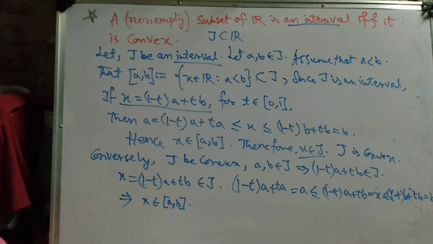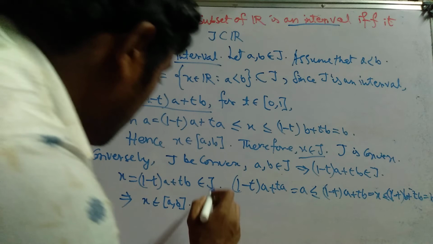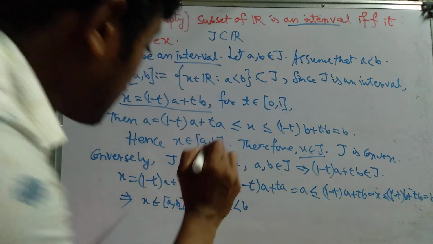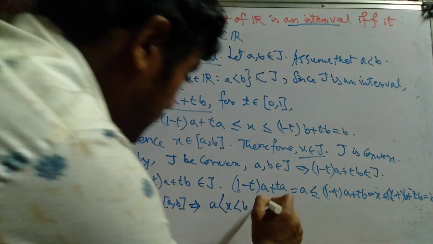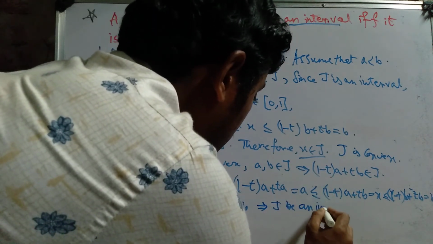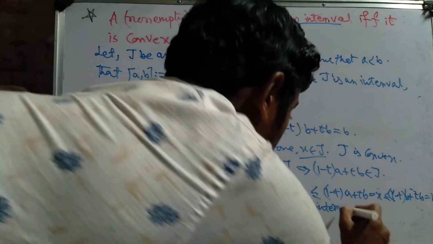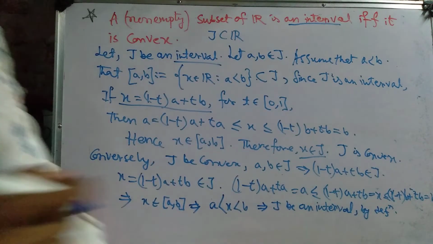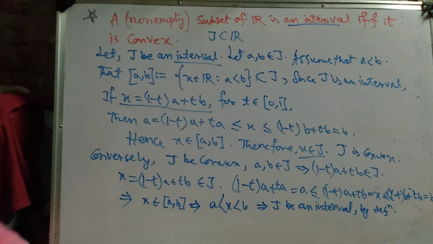So if J is convex, then for any two elements of J, it contains another element, that means a is less than x, which is less than b. By the definition of interval, J is an interval. So this proof is done here. Today we stop here.